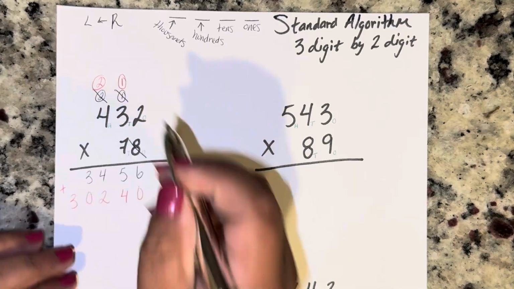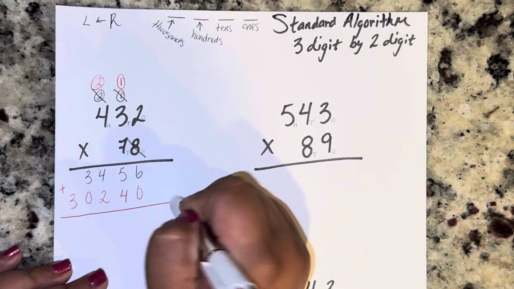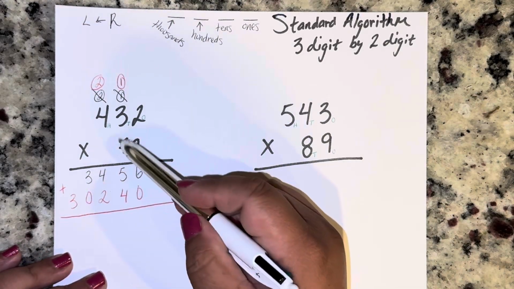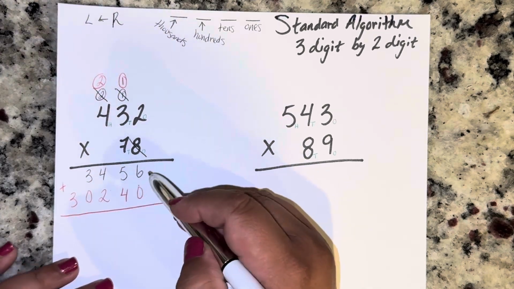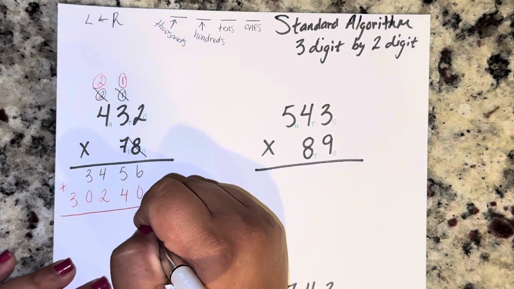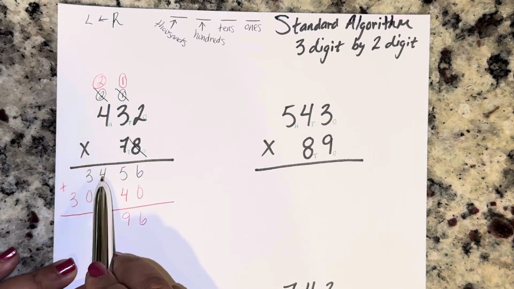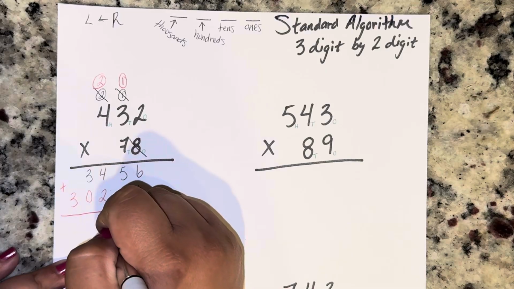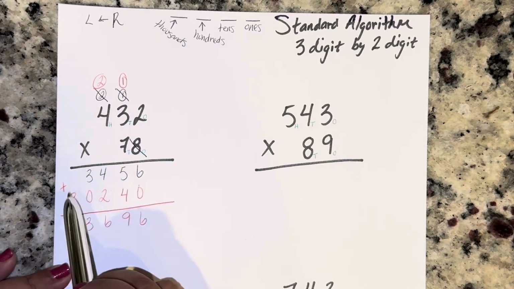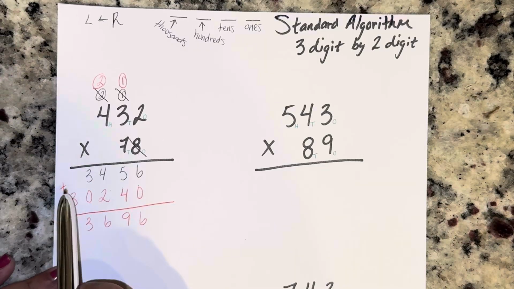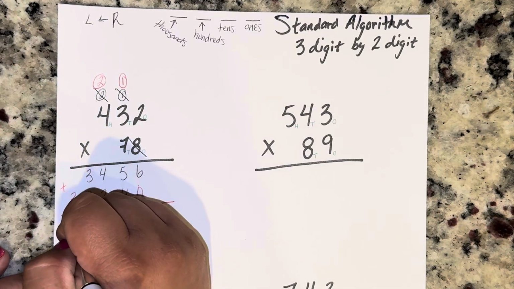I will add these numbers. Again, these are called partial products. I will add these together. It's important to stay aligned. That way you don't get mixed up with what numbers you're adding together. 6 plus 0 is 6. 5 plus 4 is 9. 4 plus 2 is 6. 3 plus 0 is 3. There is nothing on top of this 3 here, so it's just a 0. So 0 plus 3 is 3.